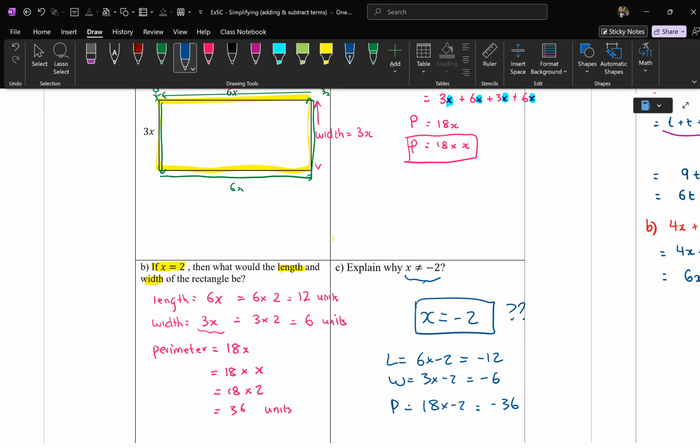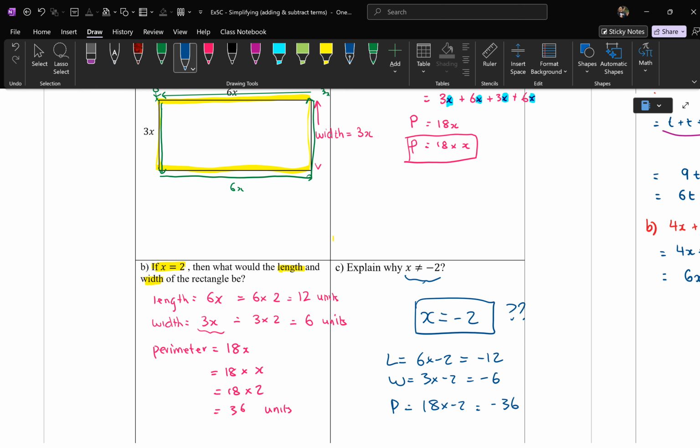Why is it a problem? Someone explain to me. Why can't x be negative 2? Because we said x can be any number. We said x could be 2, but why can't it be negative 2? Any reasoning? Ryan? Because it doesn't make sense to have a negative length.